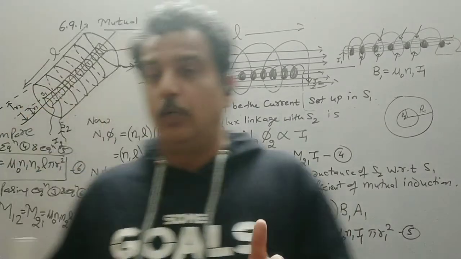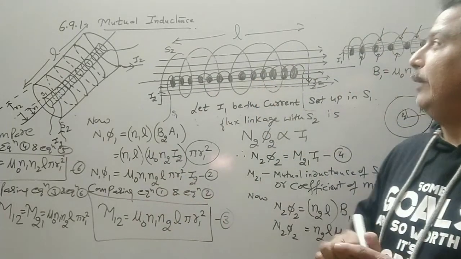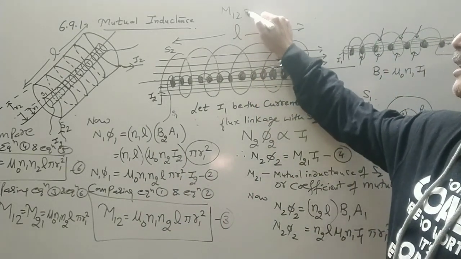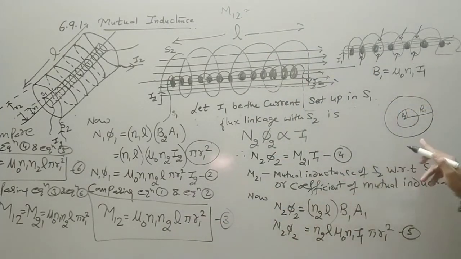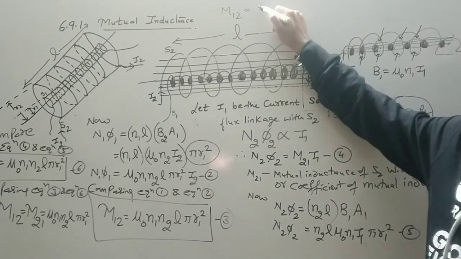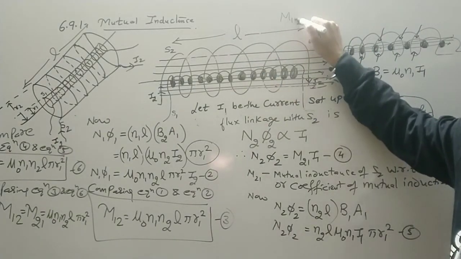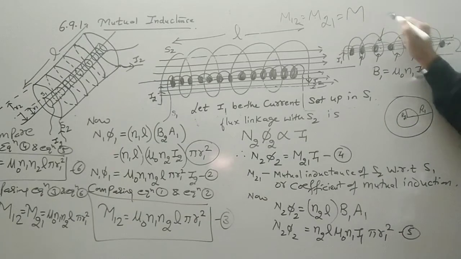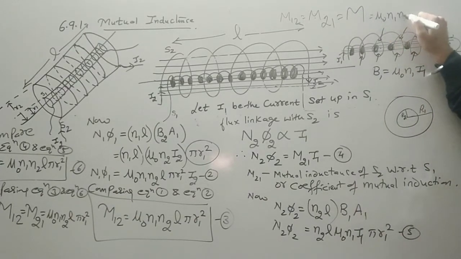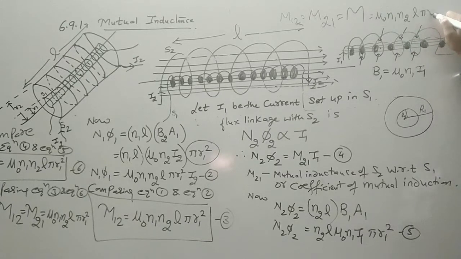Now, no need to find out the mutual inductance two times, because we found that this is for a solenoid. This formula is valid for a solenoid only. If I change the geometry, that is two circular coils kept concentric to each other, then the mutual inductance will change. So here, M12 is equal to M21, called M. And for a solenoid, the formula becomes mu naught N1 N2, then you have to remember the common length. Again, we have assumed the length is the same. Pi r1 squared, the area of the inner coil.